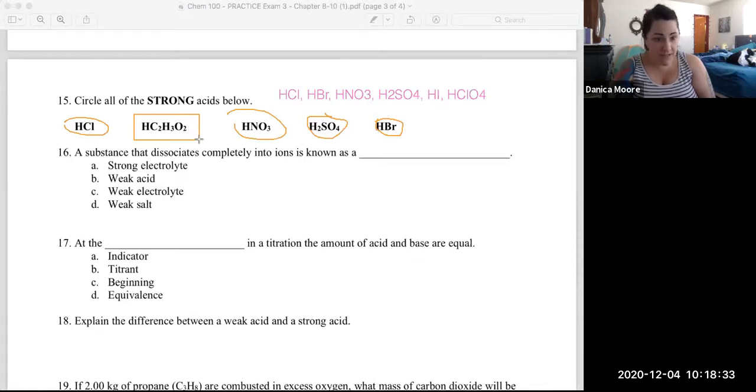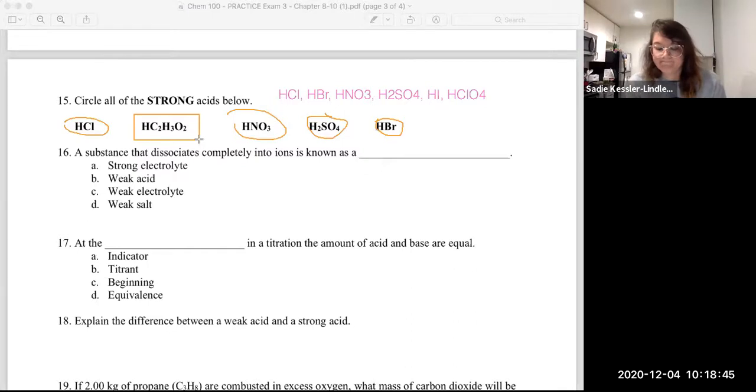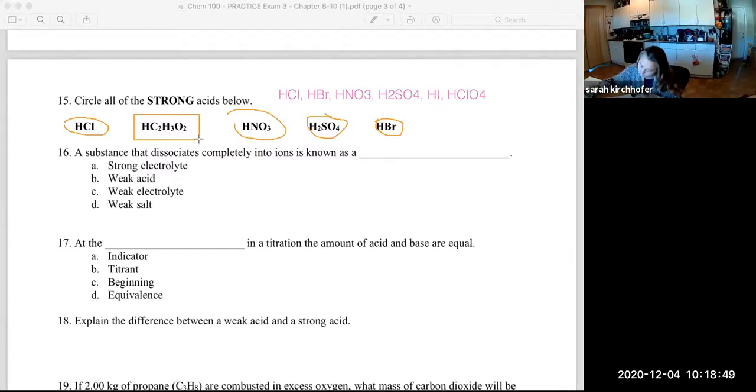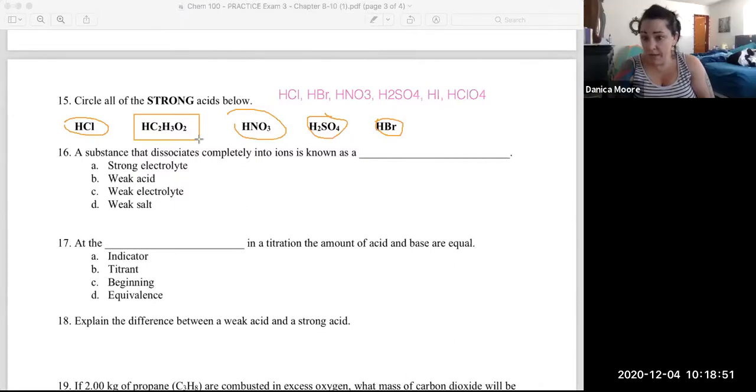So that gets you to the next question. A substance that dissociates completely into ions is known as a strong electrolyte. Yes. Cool. If strong acid had been one of the answers there, that could have also been correct.